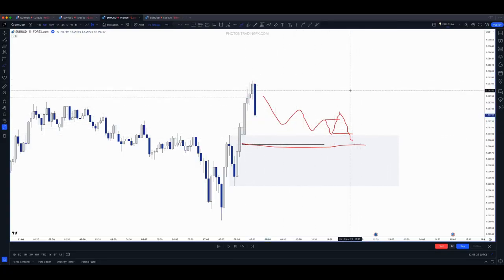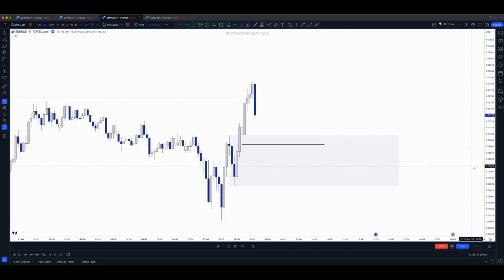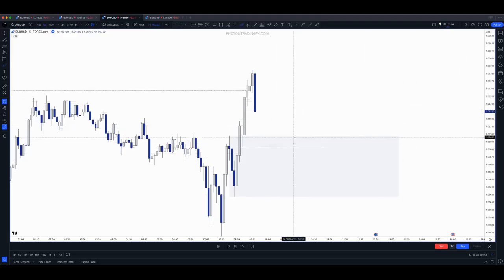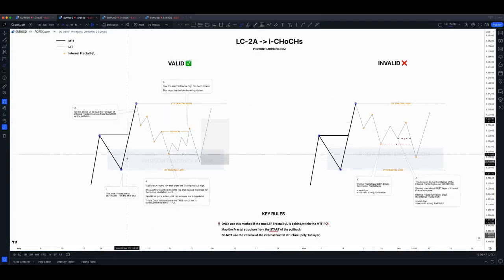So that is why we use internal fractal structure only in these scenarios, because otherwise you're going to have to sit on your hands. So that's why I'm happy to use internal fractal structure only when the true low is within or behind the POI, okay? So that's step one. This is why I'm even beginning to think about using the internal structure, right? Because the low is down here.